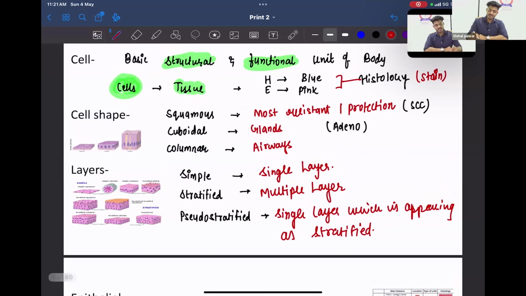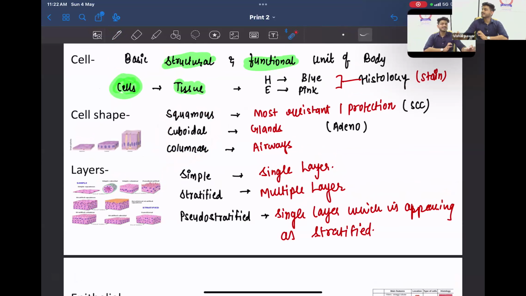So we are having cells. Multiple cells are going to make tissue. The study of tissue is known as histology. We are having three types of cells on the basis of shape. What are the three types of cells? First one, squamous. Second one, cuboidal. Third one, columnar. Only three cells you have to remember: squamous, cuboidal, columnar.